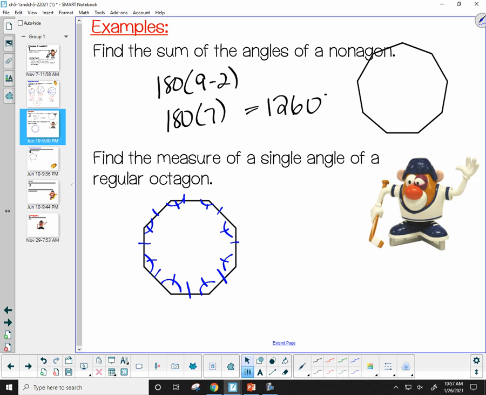Okay, so I can find the sum, but then I just have to divide it equally among the 8 angles. So let's first find the sum of all the angles. The sum of my angles is going to be 8 minus 2, and then I have to multiply that by 180. So you should have 1,080 degrees as your sum.